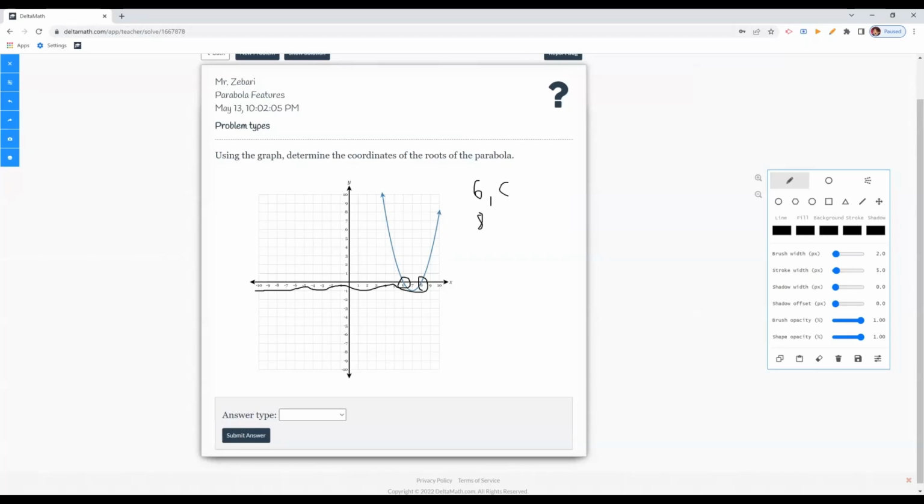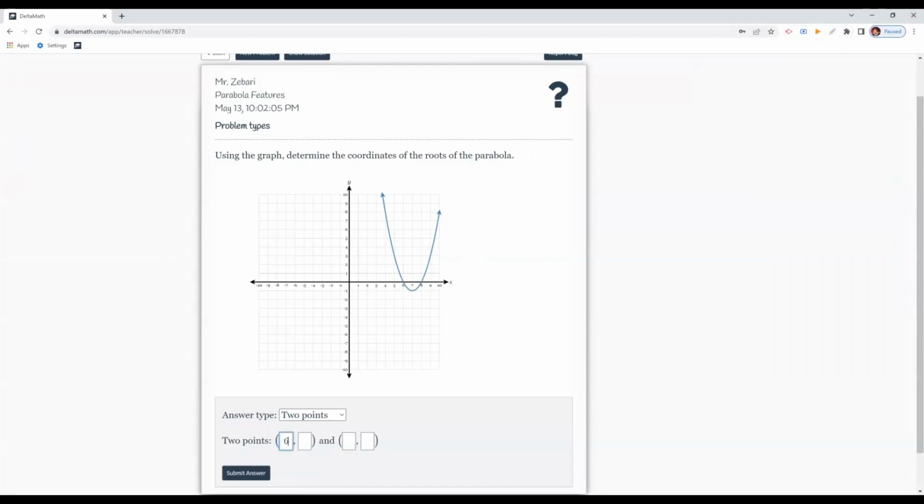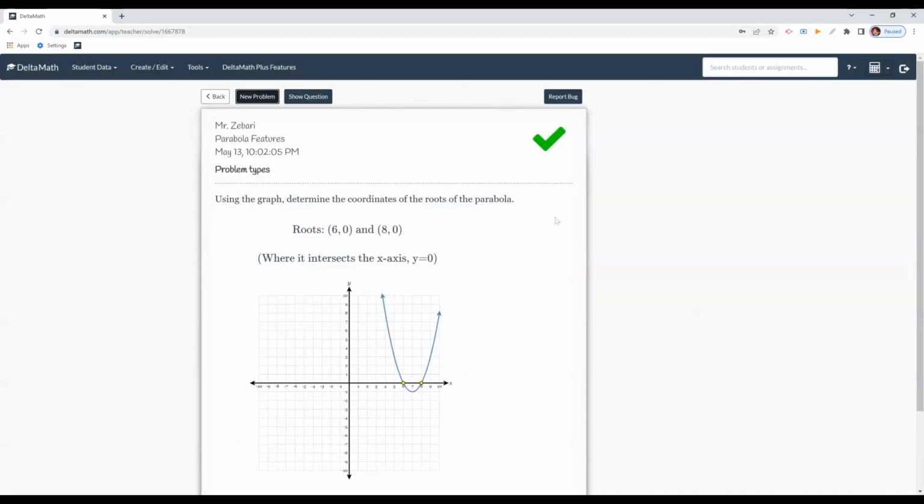Then y is obviously equal to 0, and these will be our 2 points, 6, 0, and 8, 0. Hopefully you got that. So 6, 0, and 8, 0.